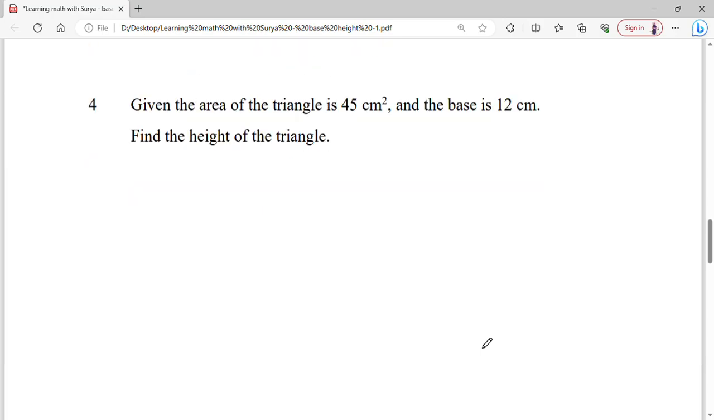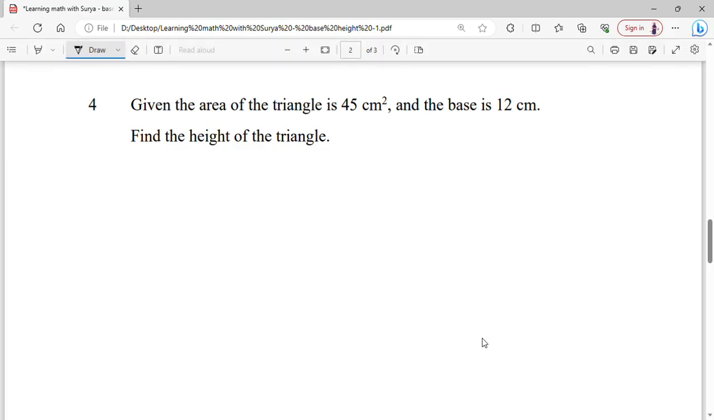Okay, so basically what I meant was, read this question 4. Given the area of a triangle is 45 cm squared and the base is 12 cm, you need to find what is the height of the triangle. So let me draw the triangle. I have got 12 cm, but I do not have the height. I need to calculate what is the height.